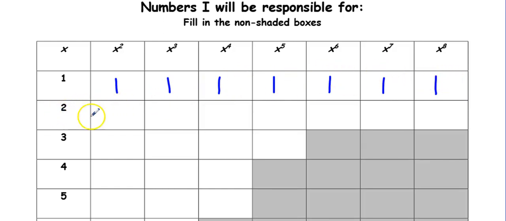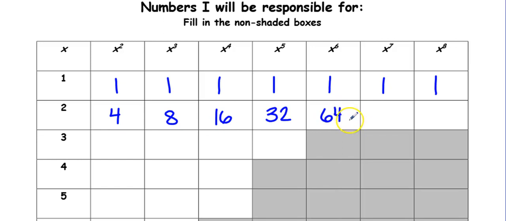Now our new base is 2. So 2 squared is 4. 2 to the third is 8, because remember that is 2 times 2 times 2. 2 to the fourth is 16. 2 to the fifth is 32. 2 to the sixth, keep in mind, is how many 2's multiplied together: 6 2's. Or you could think of it as 5 2's times one more. So 32 times 2 is 64.